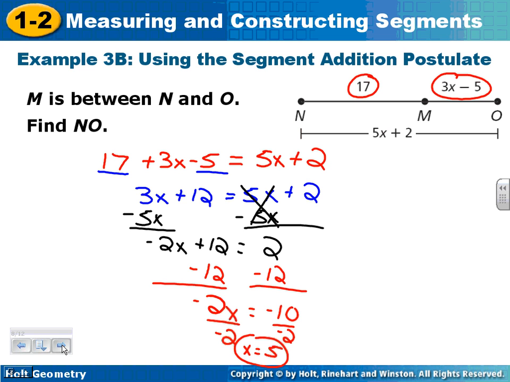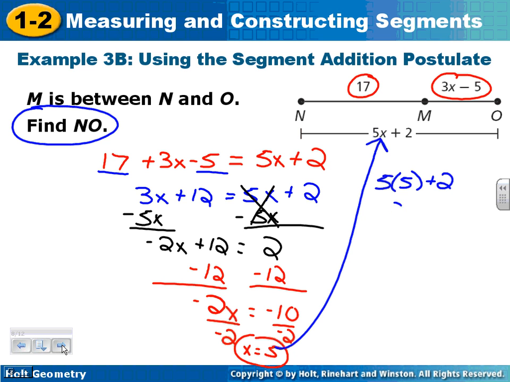But that's not my final answer. This is going to happen a lot in geometry. Do not stop with the answer of 5. Because right here, I want to know what the length from N to O is. It's not the 5. I must take this 5 and plug it in. 5 times 5 plus 2, 25 plus 2 is 27. The length that I want is the 27. So again, that will happen a lot in geometry. Make sure you answer the entire problem.